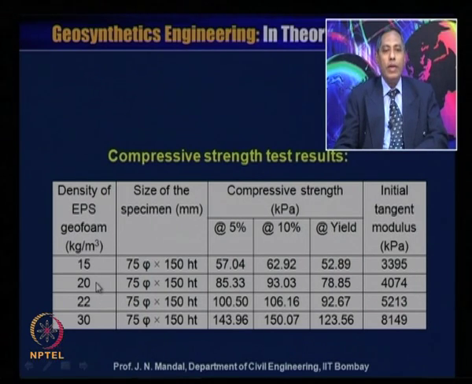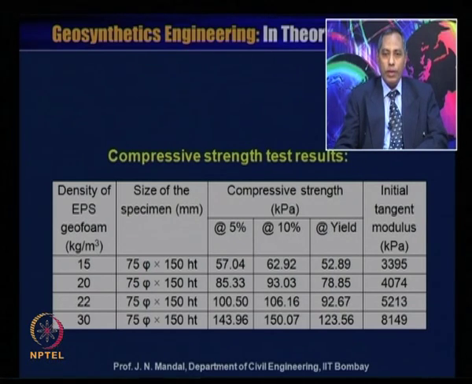When the density of EPS geofoam is 20 kg per meter cube and the size of the sample is the same, that is 75 millimeter diameter and 150 millimeter height, the compressive strength at 5% strain is 85.33 kilopascal, at 10% it is 93.03 kilopascal, and yield is 78.8 kilopascal. The initial tangent modulus is 4074 kilopascal.